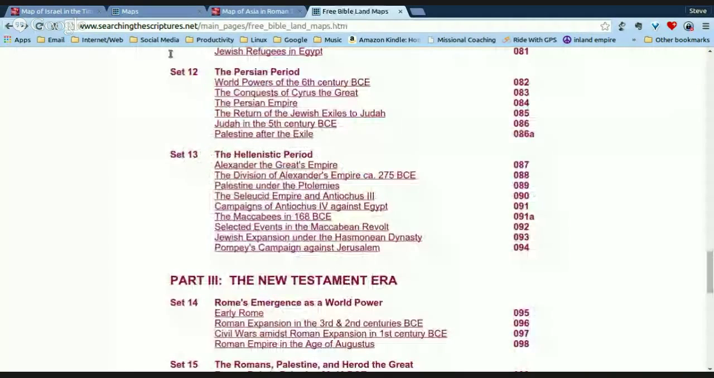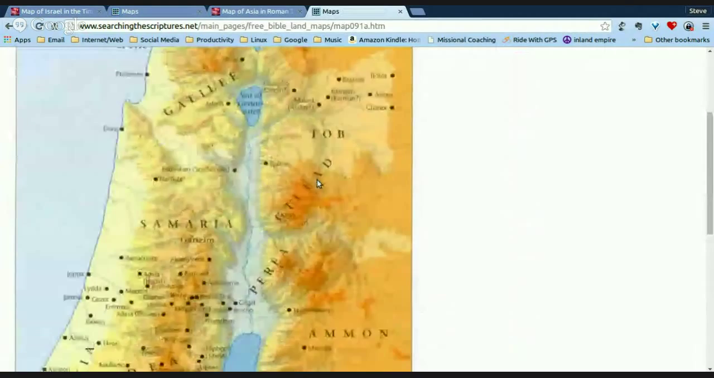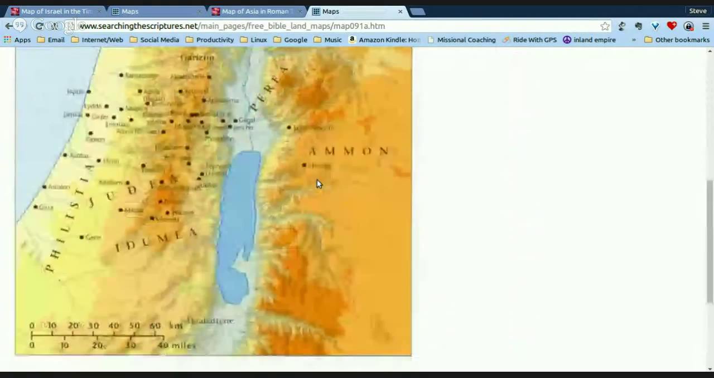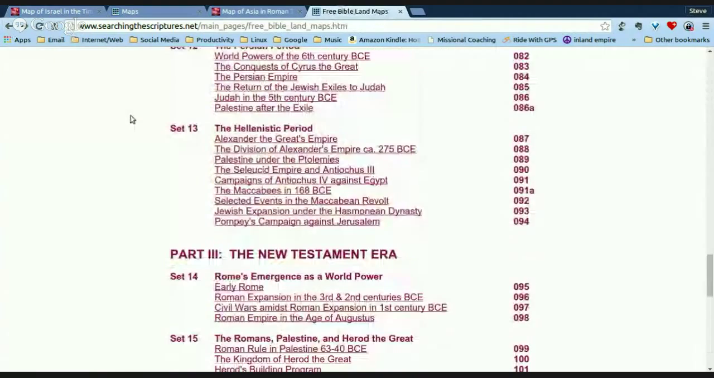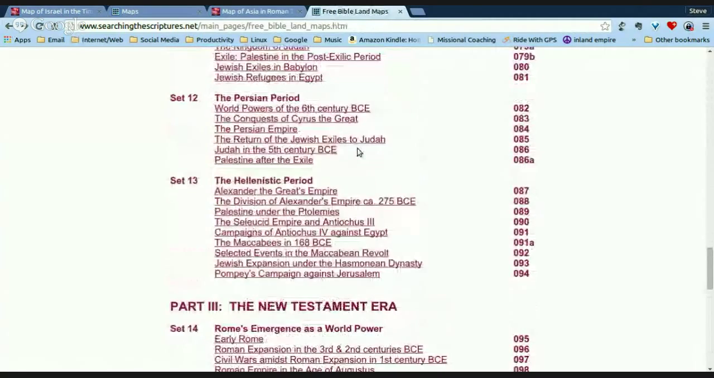So let's move on from there to, let's see, what would be good? Well, we'll just kind of check it out. Here's a map of Palestine with Maccabees. That's not very helpful for us. You can look at that later and read it if you like, but we'll just kind of leave that.